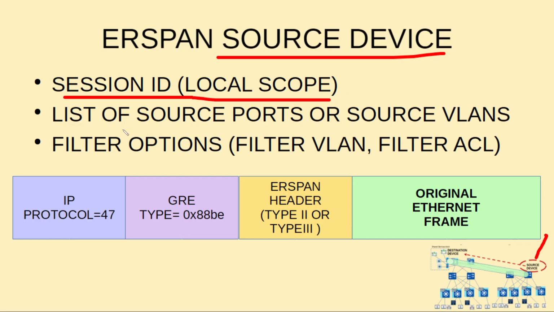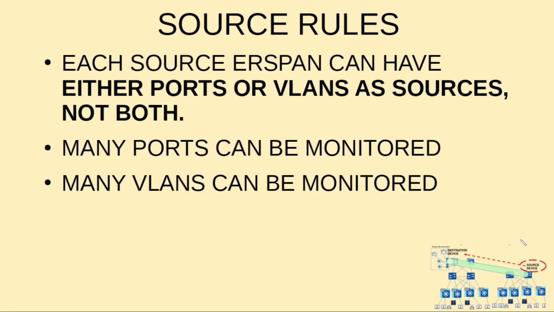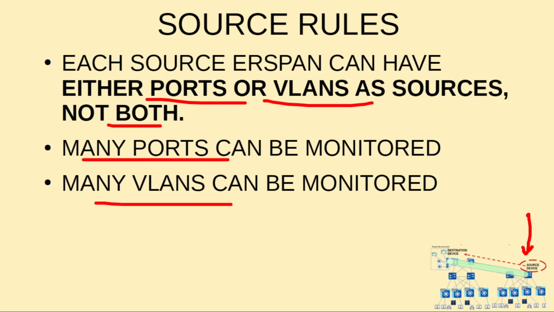Within the source device, we are going to define what we are going to actually be monitoring, whether we are going to use ports or VLANs, and we can configure our filtering options. Remember that we can do filter VLANs or filter by ACL. Now, regarding the rules for the source device, these are pretty much the same rules as any other SPAN feature out there. You can either monitor ports or VLANs, not both. If you go for ports, you can monitor several ports. If you go for VLANs, you can monitor several VLANs.